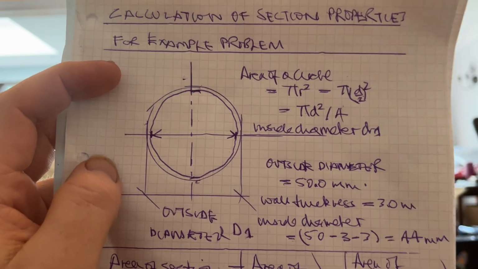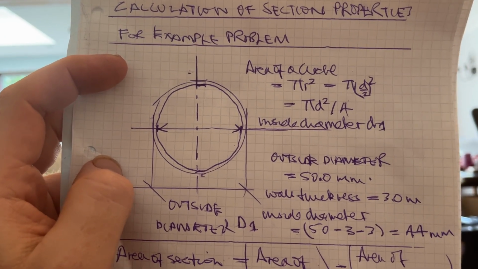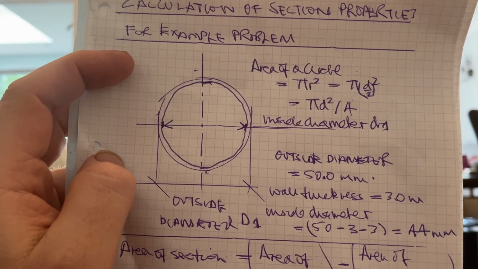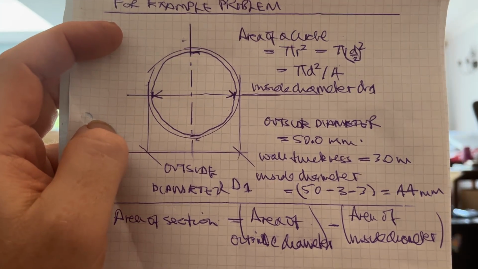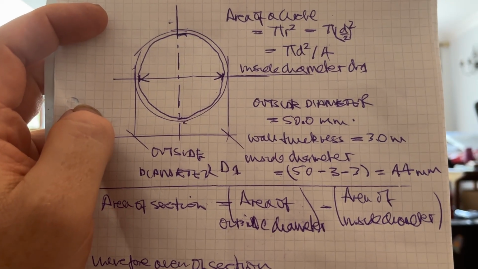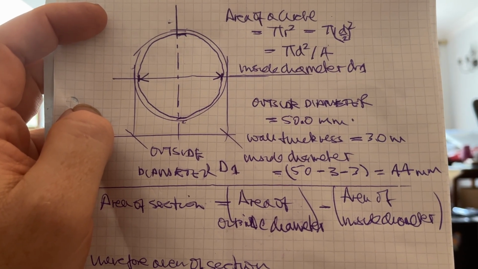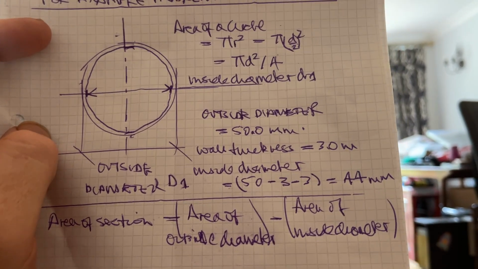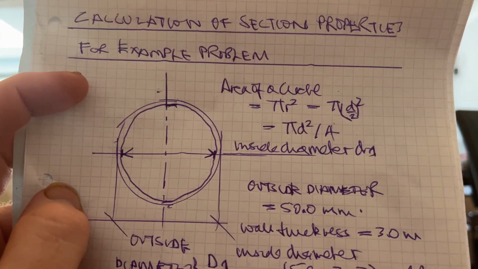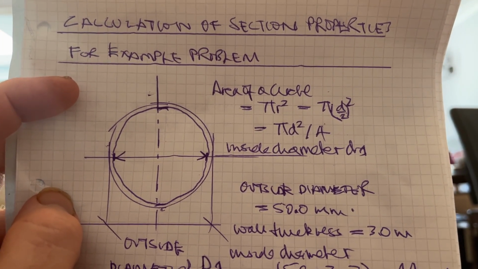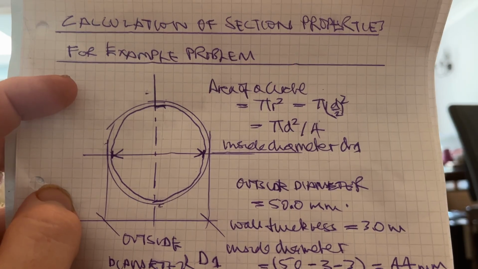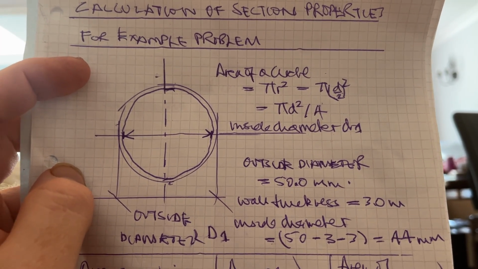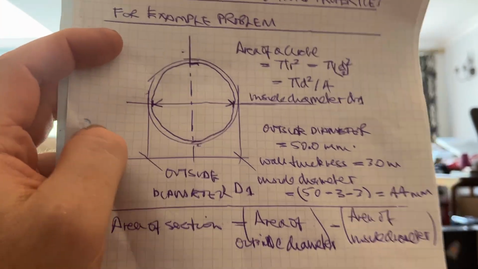So it says in the problem that the members are all made of circular section, outside diameter 50 with wall thickness of 3. So that means that the inside diameter is 50 minus 3 minus 3. So that's 50 minus 6 is 44. So the area of a circle is pi r squared equals pi d over 2 squared equals pi d squared over 4. And the inside diameter I've called small d1, and the outside diameter I've called capital D1.